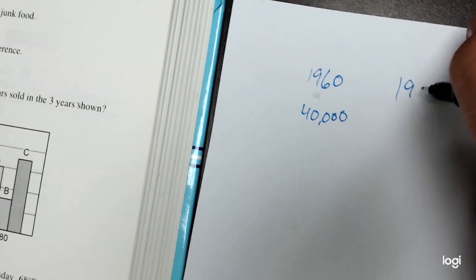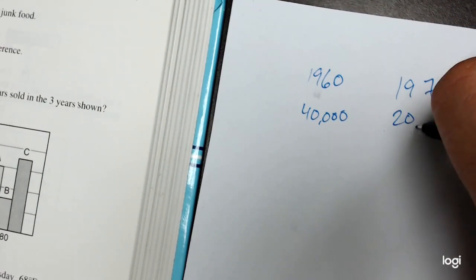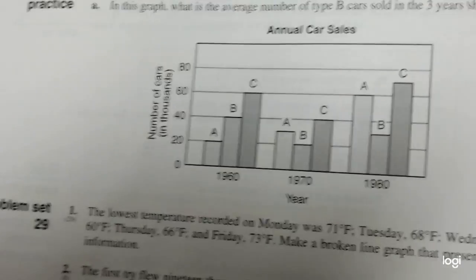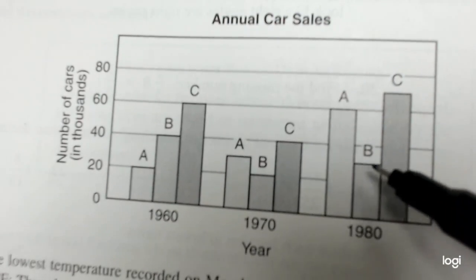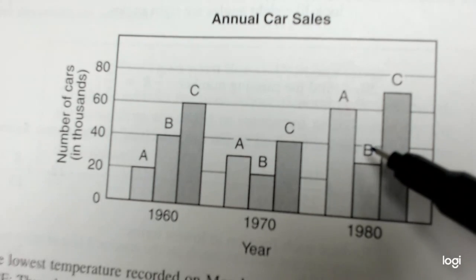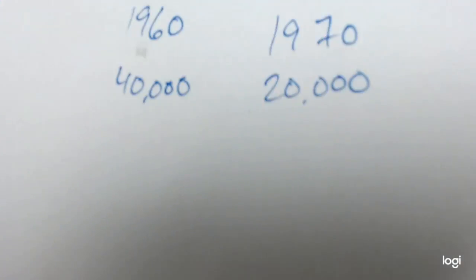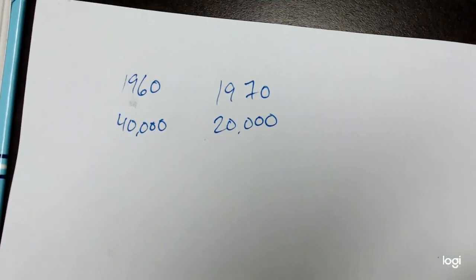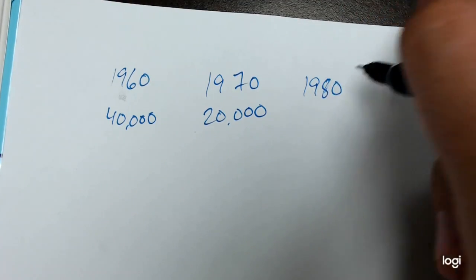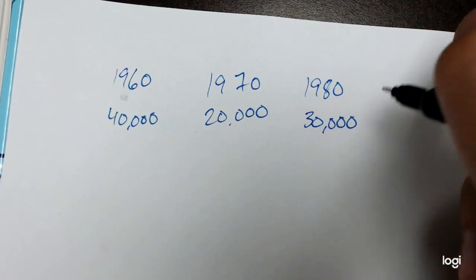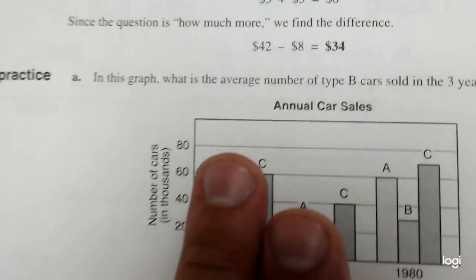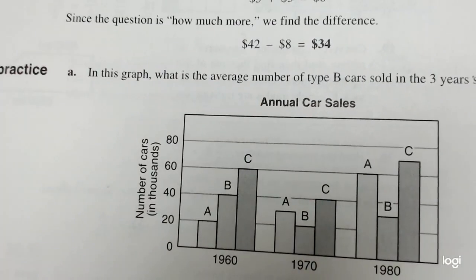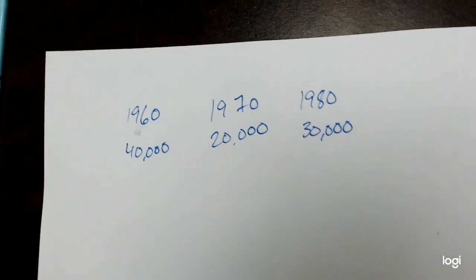So I've got 1970, 20,000 cars. Cool. And the last one, 1980 is halfway in between 20 and 40, so that's going to be 30,000. So now I've got 1980, and that's 30,000 cars. Now, what was the problem asking for? They want to know what is the average number across the 3 years. So it's back to a good old average problem.